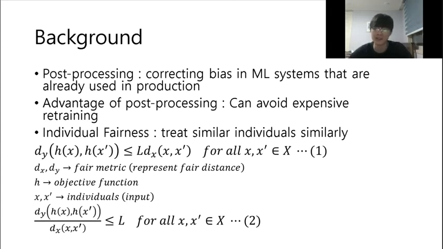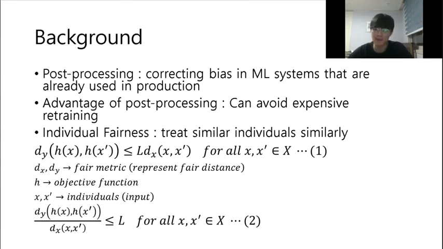Individual fairness is treating similar individuals similarly. That means if A and B have similar properties, the results should also be similar. And even on similar individuals, the difference between outputs must be bounded.